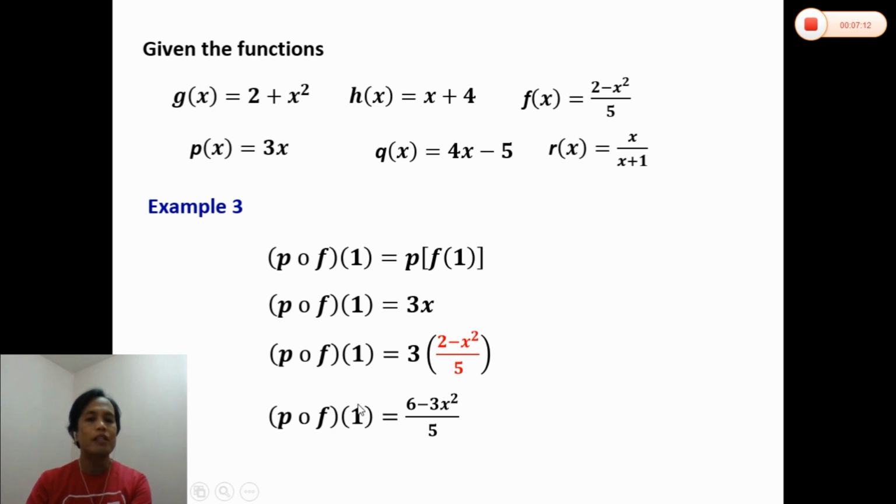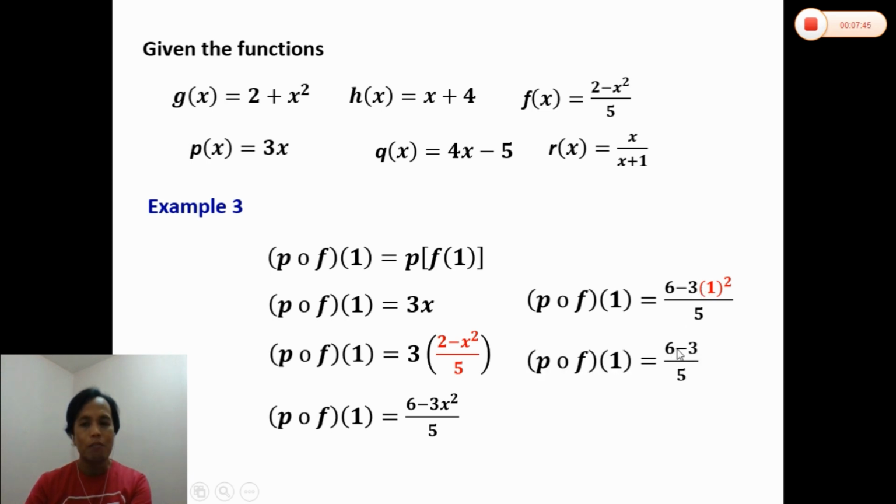Since our domain is being specified as 1, we need to substitute the domain 1 into this function. So the resulting value would be 6 minus 3 times the value of the domain, which is 1, quantity squared. We copy over 5. Then the square of 1 is 1, 1 squared is 1, times 3 is 3. So we will have 6 minus 3 is 3. So that is 3 over 5.